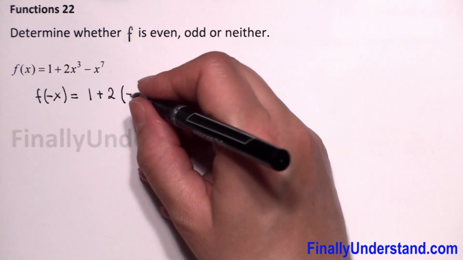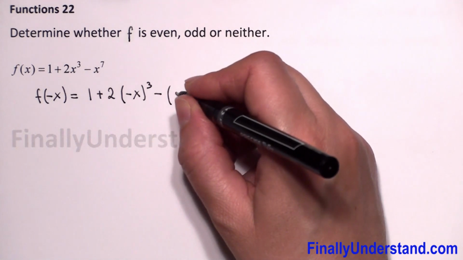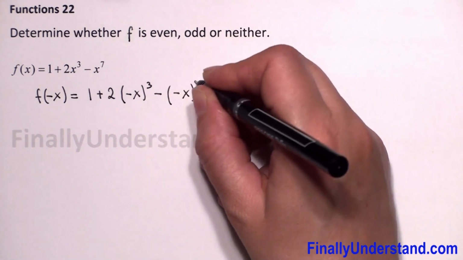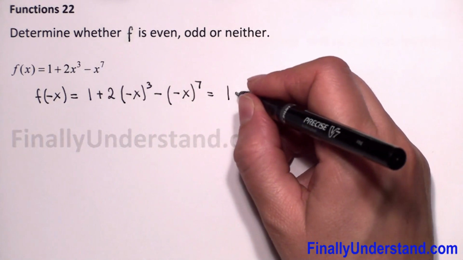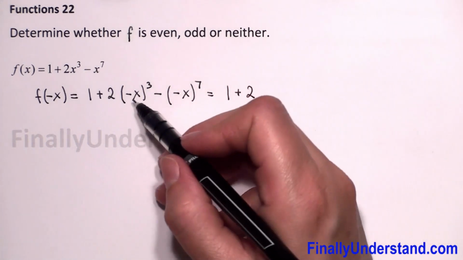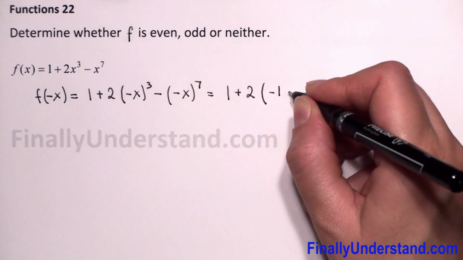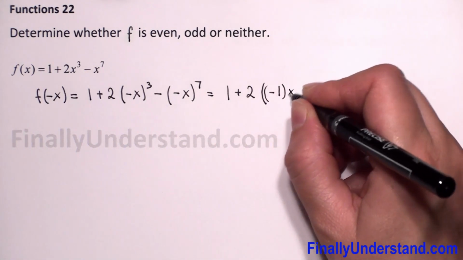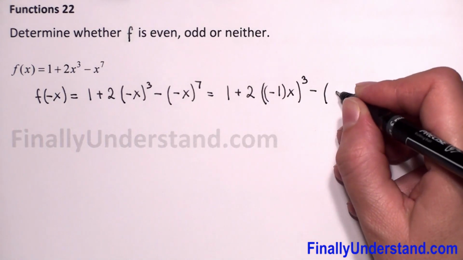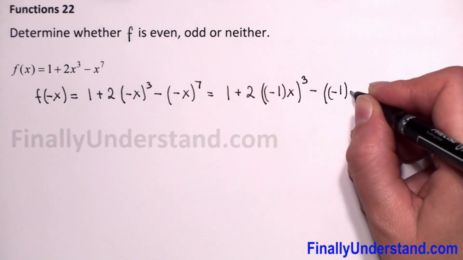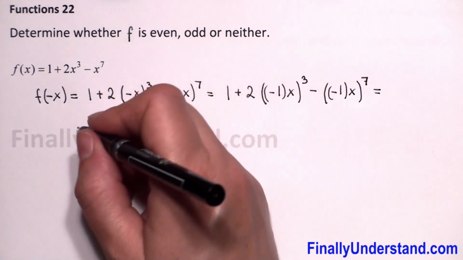And now we have negative x to power third minus, and in parentheses we will have negative x to power 7. This is equal. We have 1 plus 2. I can rewrite this in parentheses. I will have negative 1 times x, everything to power third, minus, and in parentheses I will have negative 1 times x, everything to power 7. So this is equal.